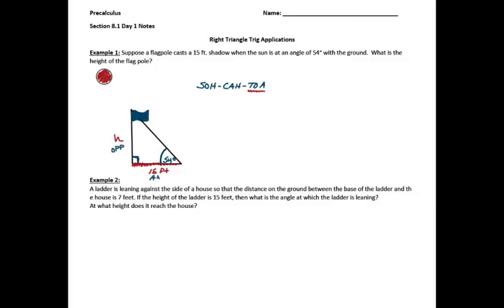What I mean by that is, if I take tangent of 54 degrees in this triangle, that would be equal to h over 15, or the opposite side over the adjacent side. Now if I can solve that equation for h, then I'll have the height of the triangle, or the height of the flagpole, in this situation. To solve for h, I would multiply both sides by 15. So I'd have 15 tangent of 54 degrees equals h.